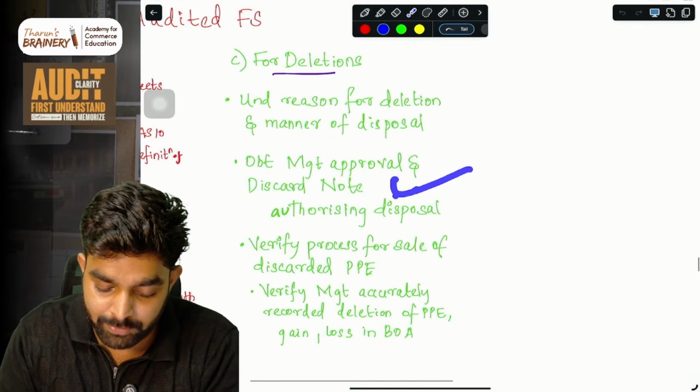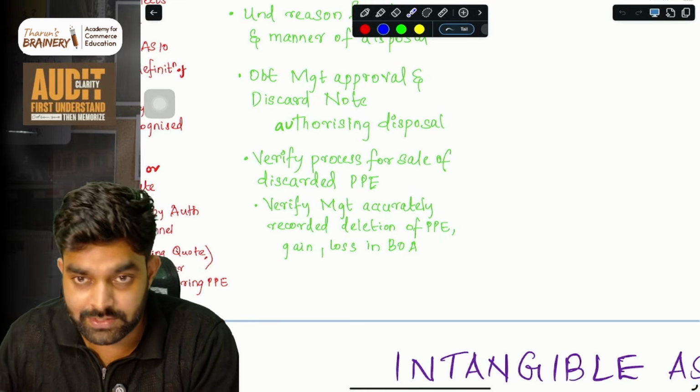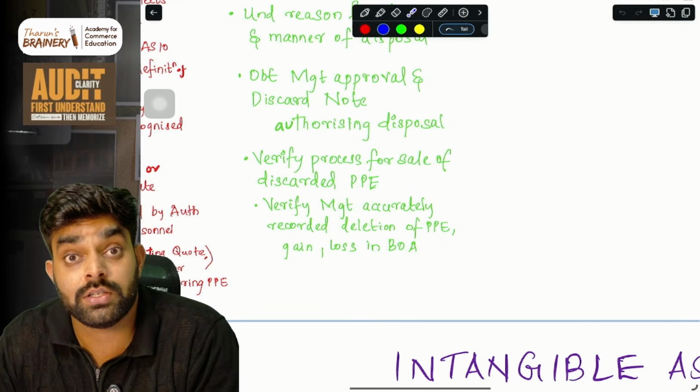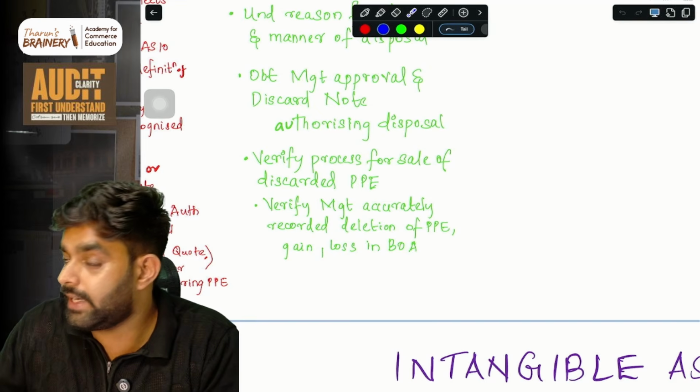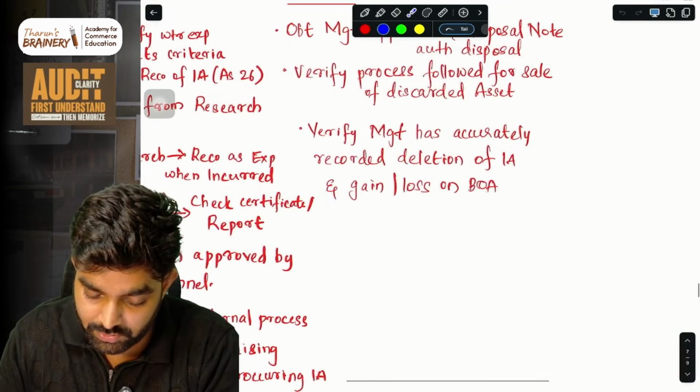They obtain management's approval, discard note, here it was the disposal note. Then what is management's process for deletion? Same process here also. Then verify management has accurately recognized a loss or gain on deletion. When you sell the intangible asset, you may get a gain or loss. Make sure that is properly recorded. That is here also, it is said.